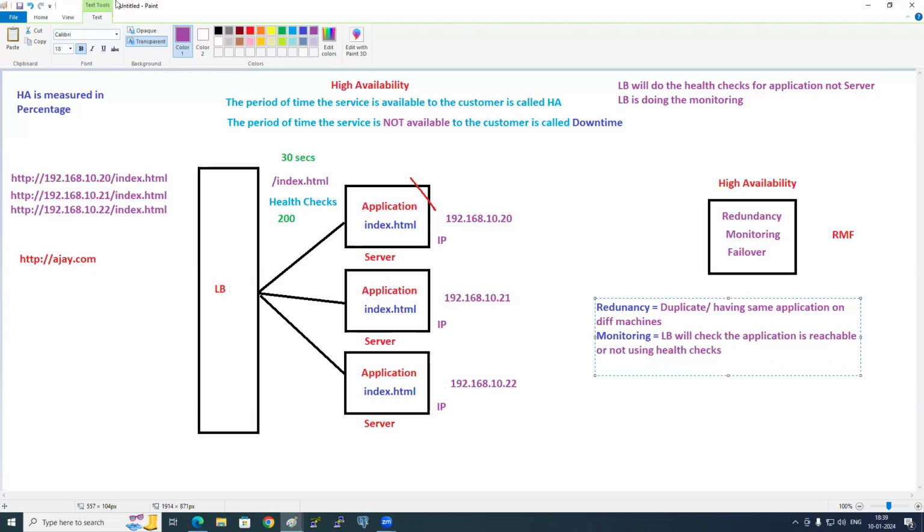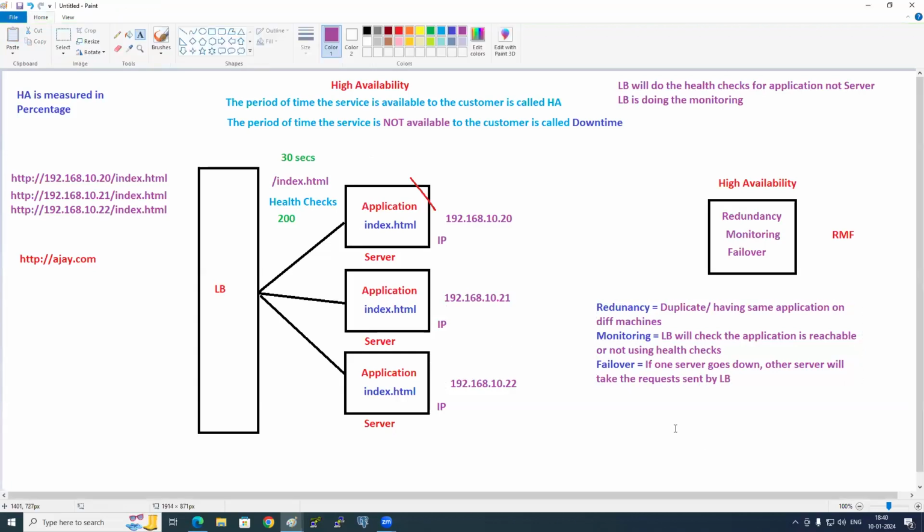What is the last one here? Failover. So who is doing failover? Load balancer. What is failover? If one server goes down, the other server will take the request sent by the load balancer. Is it clear, Nana? Everyone?